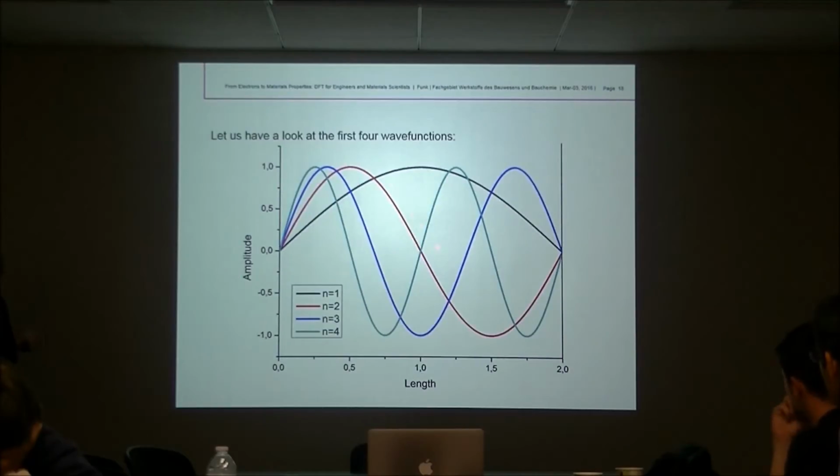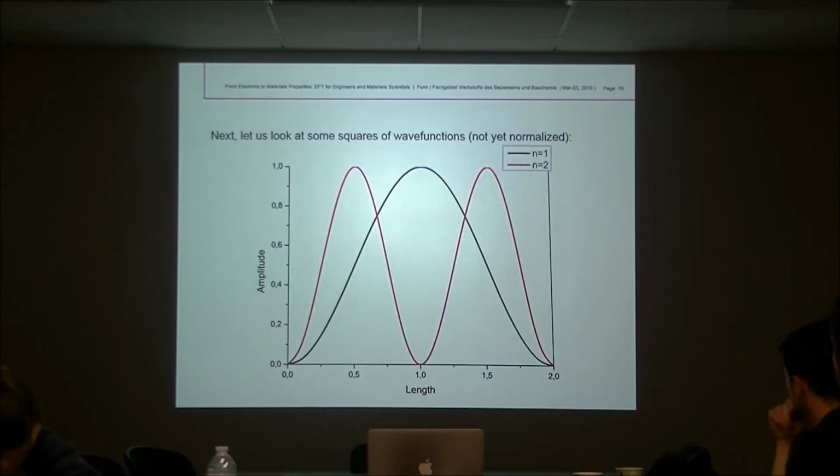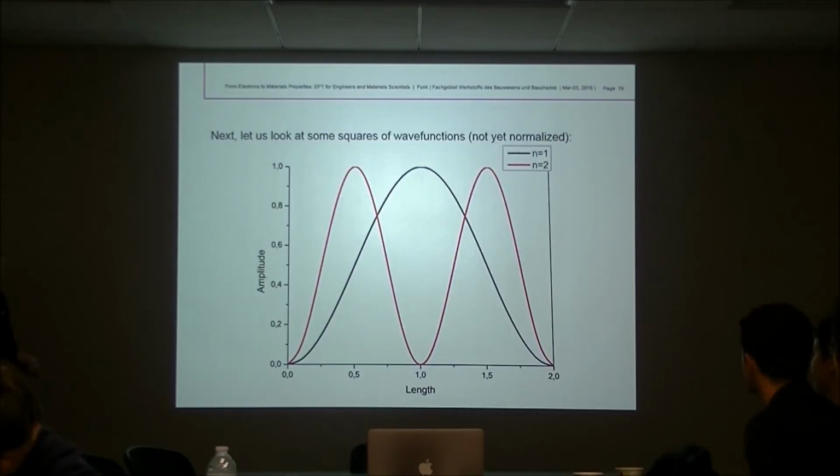The second one is the full sine. Then we get 1.5. And then we get 2 full vibrations, which is pretty nice. I just put them all on the same note so that you can see and compare. Much more interesting is to look at their square.